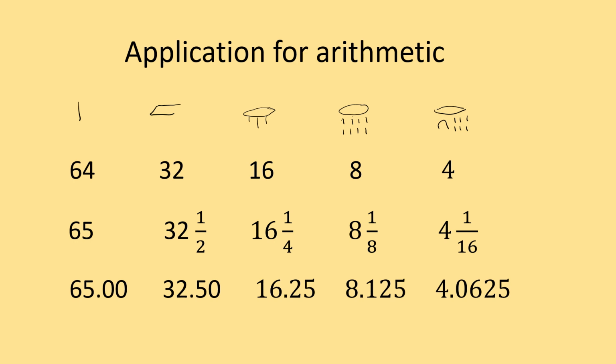And it is also possible that we can write these numbers using the Hindu-Arabic system and using what's identified as the decimal notation. So the 65 becomes 65 and no hundredths, and 32 and a half becomes 32 and 50 hundredths, and 16 and 1/4 becomes 16 and 25 hundredths, and 8 and 1/8 becomes 8 and 125 thousandths, and the 4 and 1/16 becomes 4 and 625 ten-thousandths.